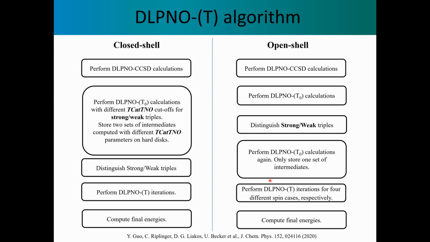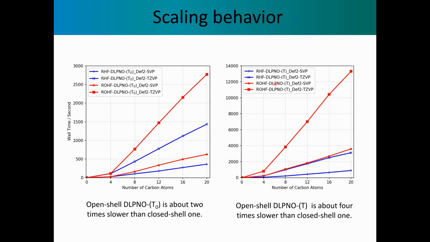Let's check the scaling behavior of the iterative triples. You can see for the T0 algorithm, the open shell case takes just two times as long as the closed shell case. This is because in the T0 algorithm, we don't need to iterate the triples amplitudes, so the integral transformation dominates the whole algorithm. We have two sets of orbitals, alpha and beta. That's why in the T0 case, the ROHF algorithm is about two times slower than the closed shell case.